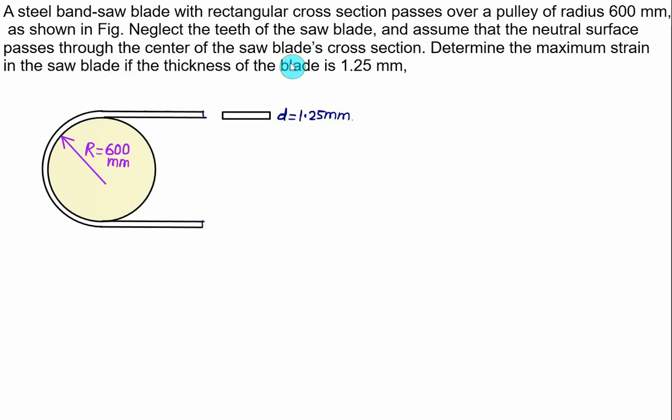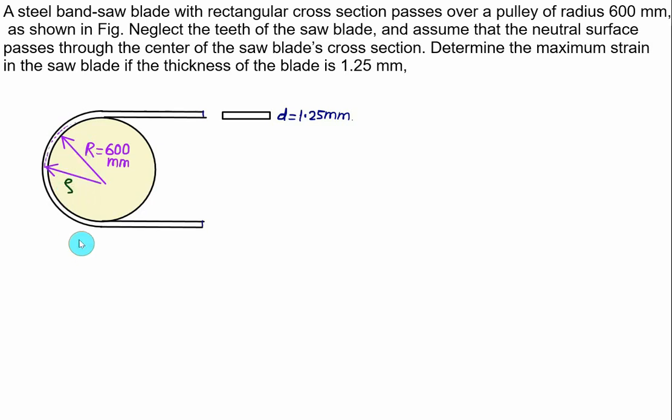blade cross section. Determine the maximum strain in the saw blade if the thickness of the blade is given as 1.25 mm. So this one is a very thin blade, and the d by 2 is a negligible value here, but we can show here the neutral axis. So approximately we have the neutral axis somewhere here, and this neutral axis will be at a radius equal to rho. So this represents here the radius of curvature.